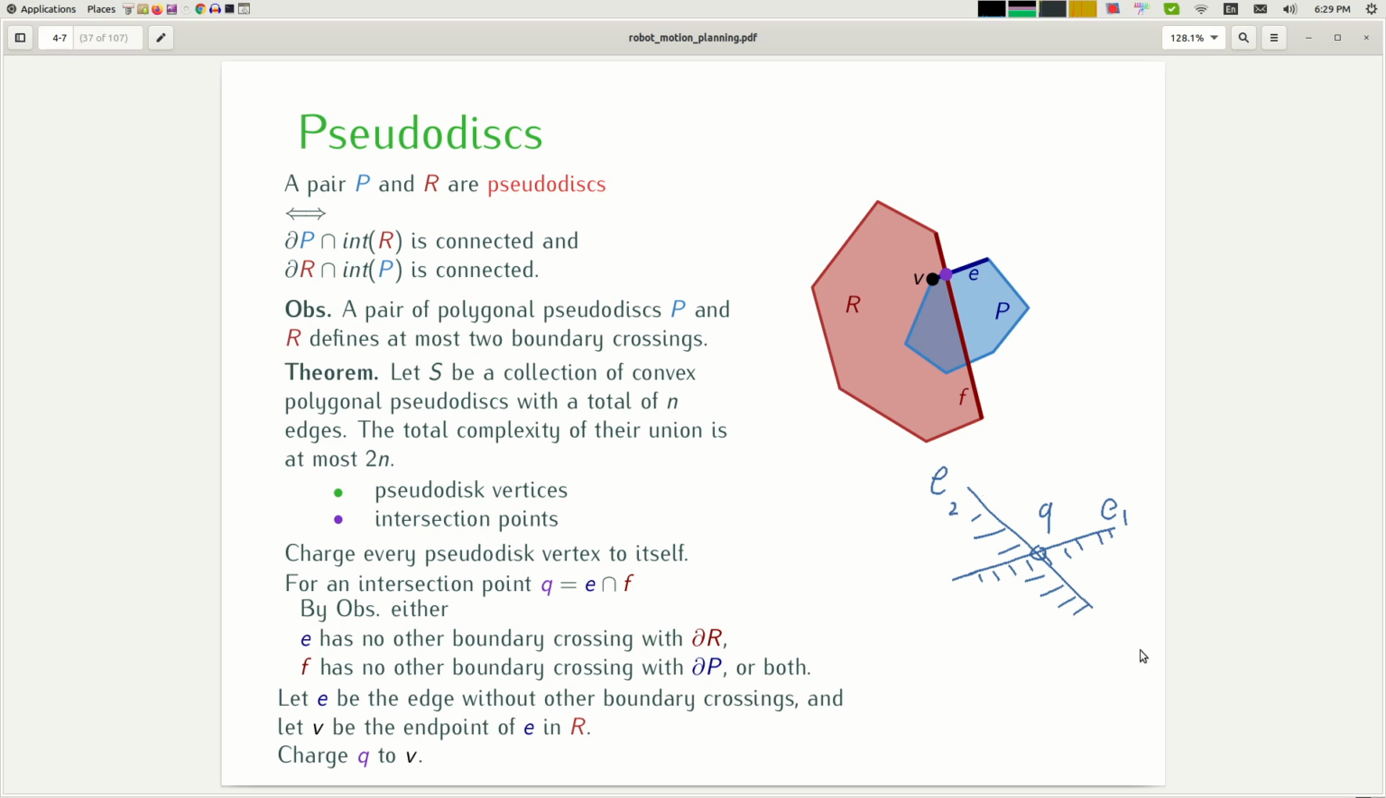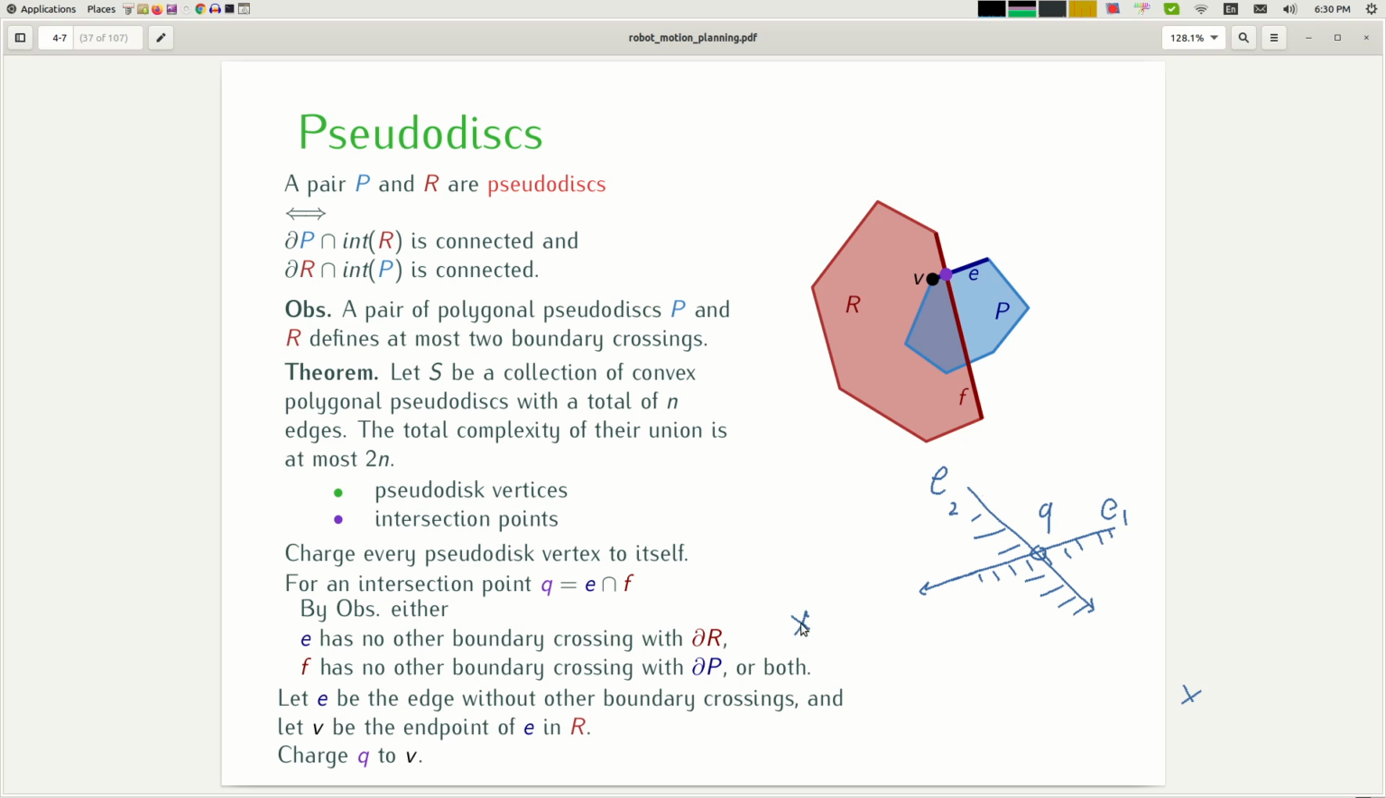We claim that it is not possible for both of these edges to exit their corresponding objects. Why not? Well, for the simple fact that that will create three intersections, because these objects E1 and E2 already intersect once in Q1 at point Q. If E1 exits the boundary of object number 2, there will be one intersection point at some point along this edge. And if E2 does the same, at some point there will be an intersection point along that edge as well. So that's three intersections, which is not allowed because they're pseudodisks.